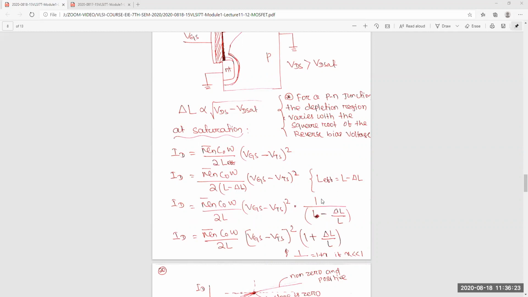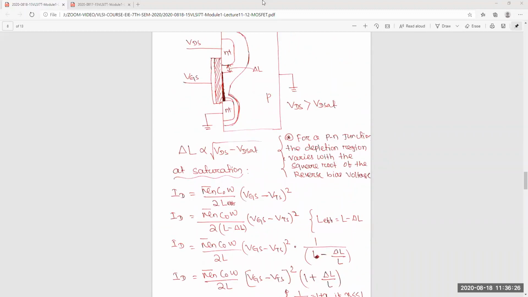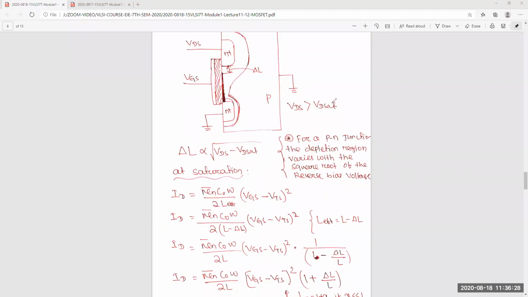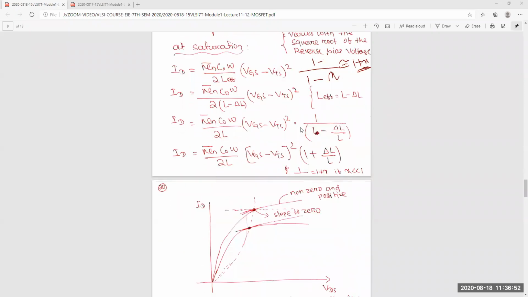Now this is a very simple thing, you know. 1 by 1 minus x is nothing but approximately 1 plus x, if x is very much less than 1. This is an approximation, you know. So we can apply it here: 1 by 1 minus delta L by L is equal to 1 plus delta L by L.